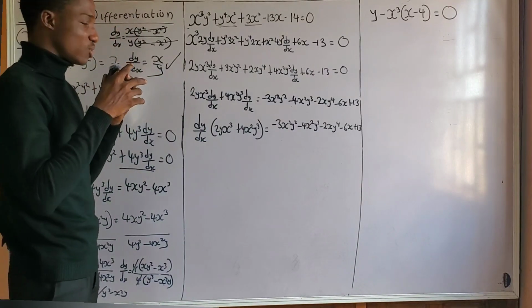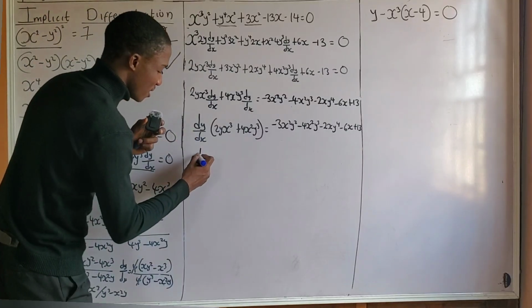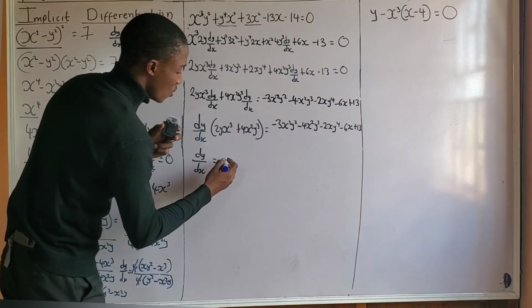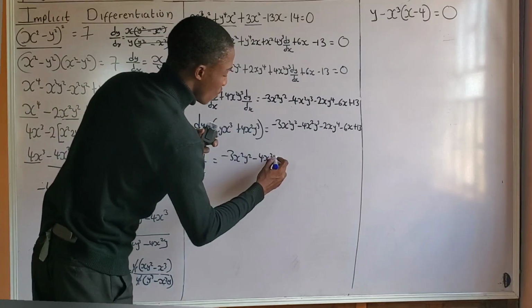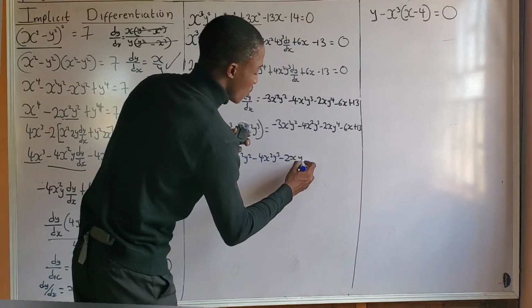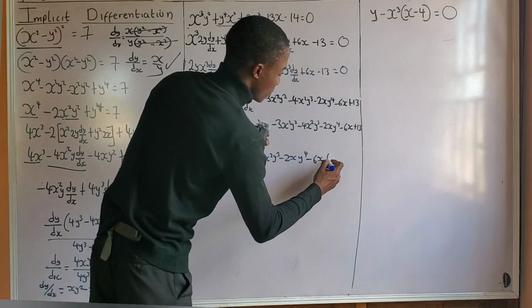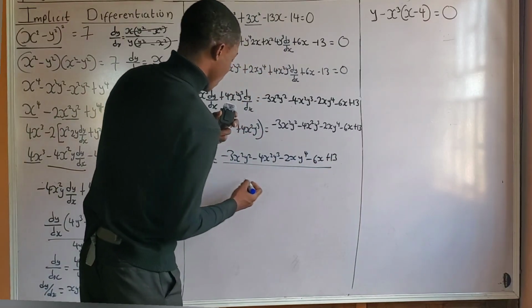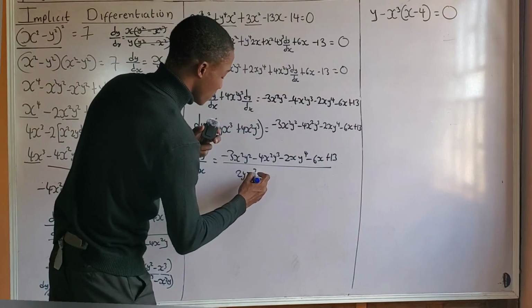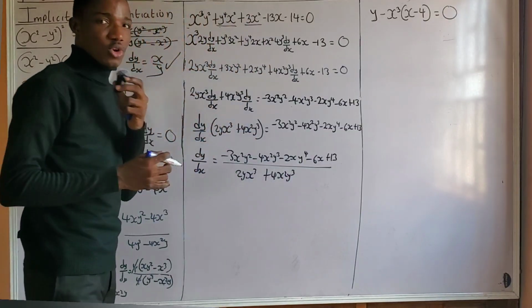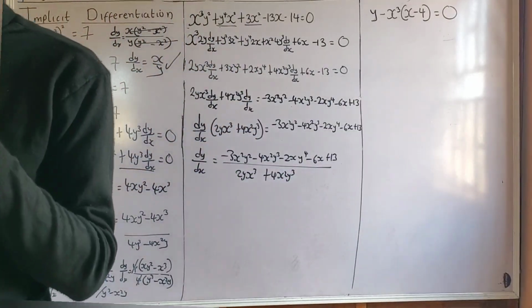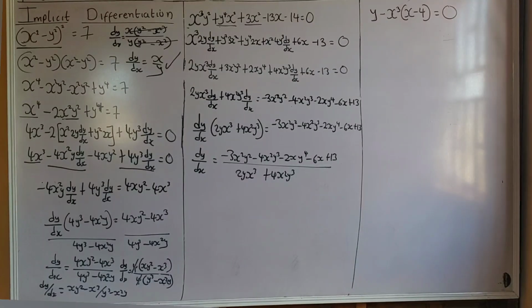Do you understand? So for this, I'm going to have dy over dx equals negative 3x squared y squared minus 4x squared y cubed minus 2xy raised to the power of 4 minus 6x plus 13, all over 2yx raised to the power of 3 plus 4x squared y cubed. Do you understand? Okay, so you can see that it is easy to differentiate an implicit function.